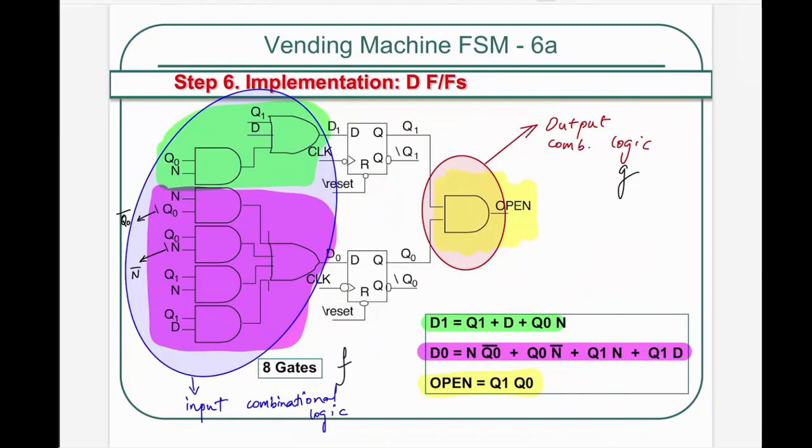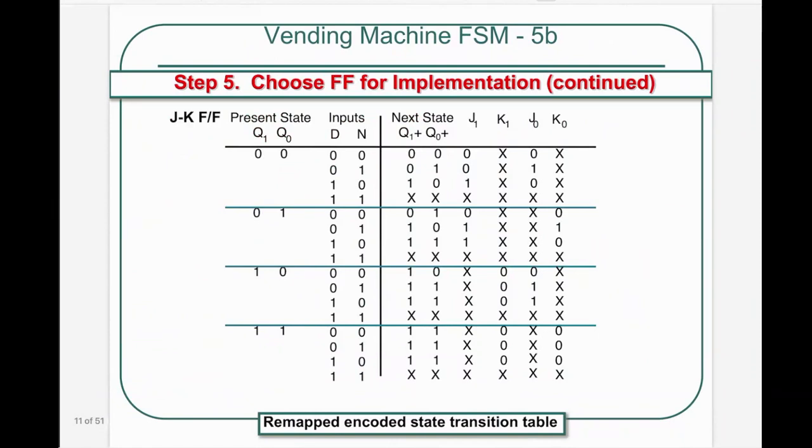All right, let's move forward here and talk about step five. If we would have used a JK flip-flop, then what would change? Well, your present state columns don't change, your inputs don't change, your next state doesn't change, but I cannot directly just replace Q1 plus and Q0 plus with D1 and D0. Instead, I need J1, K1, and J0, K0. I think Tyler pointed that out. Do we need this? Yes, absolutely, we need that.